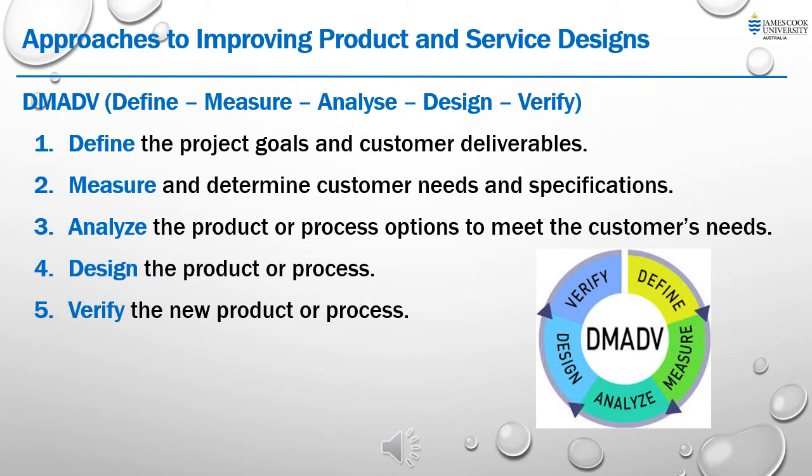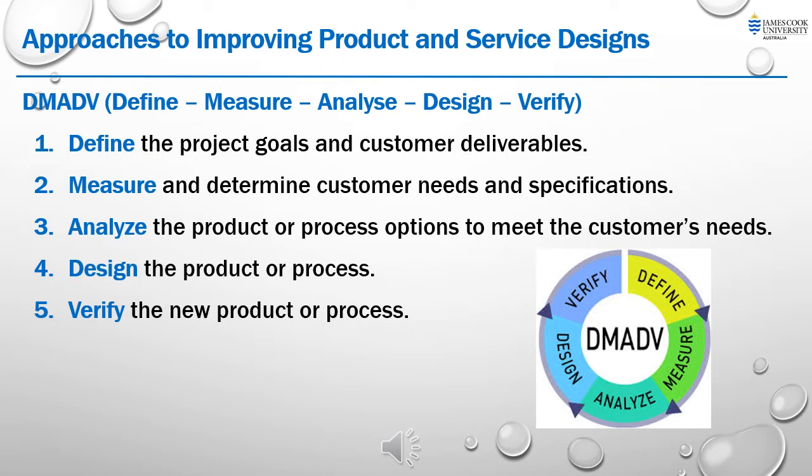Define, Measure, Analyze, Design, Verify, which stands for DMADV, is a methodology used in Six Sigma for designing and developing new products, services, or processes. So it is a structured approach that helps organizations to create new products or services that meet or exceed customer requirements and are efficient and cost effective to produce. There are five stages of DMADV.